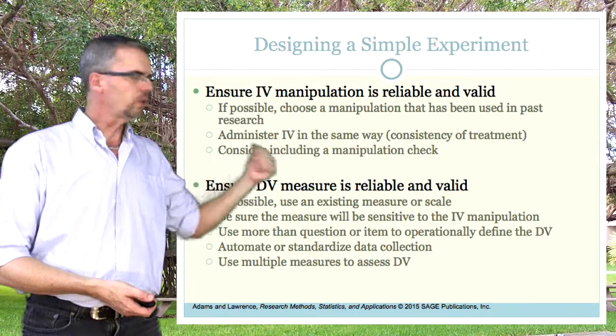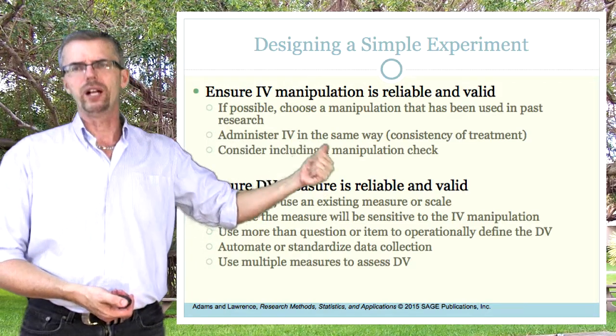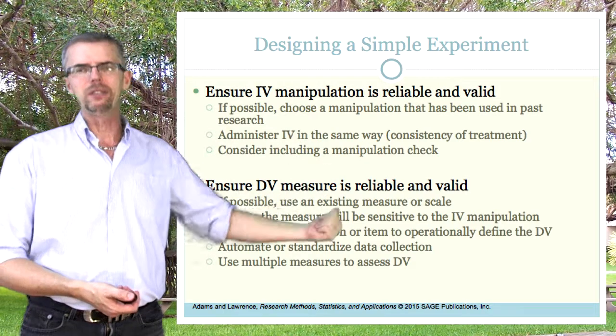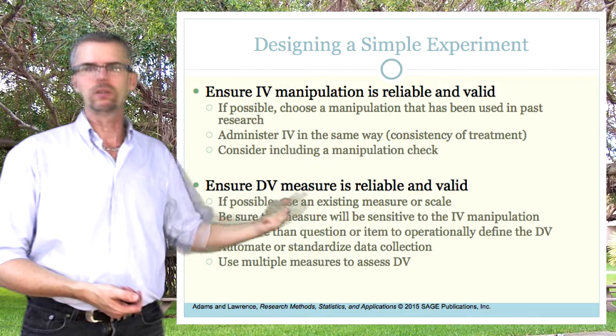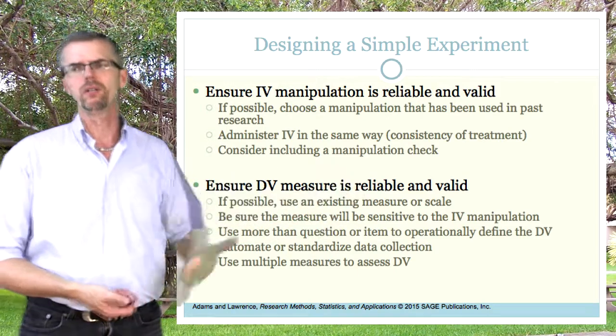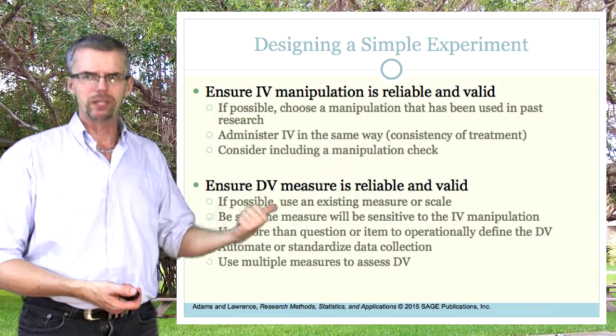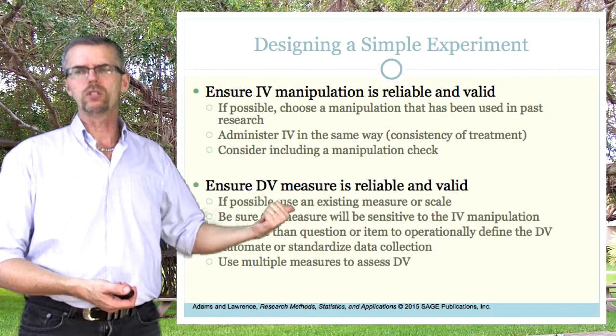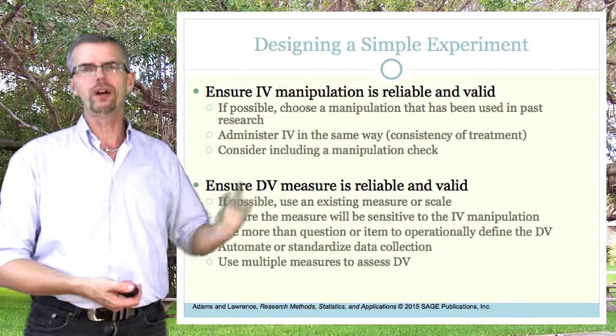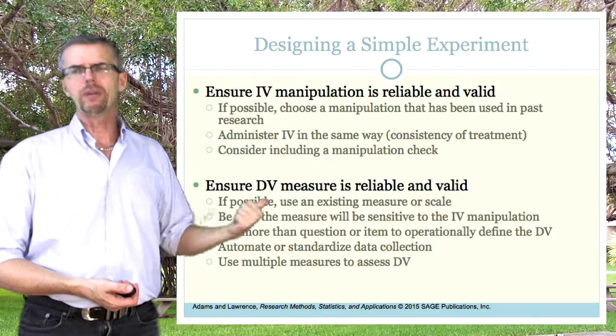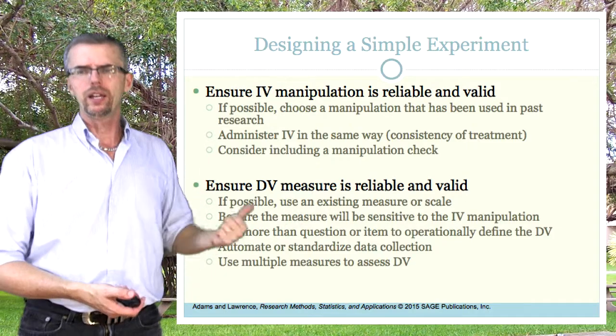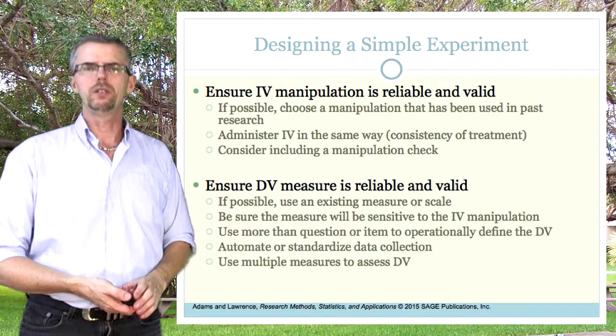You want to ensure that the dependent variable is reliable and valid by using an existing measure or scale, making sure that the measure will be sensitive to the independent variable manipulation. That would be a pilot study. Use more than one question or item to operationally define the dependent variable, and automate or standardize the data collection, and use multiple measures to assess the dependent variable.